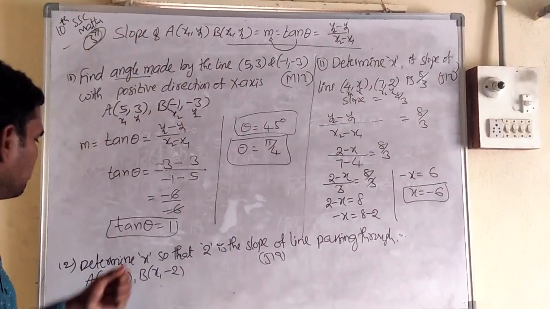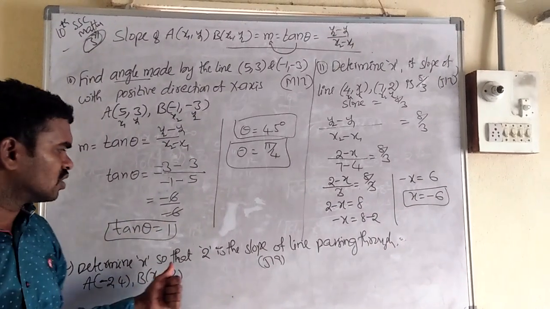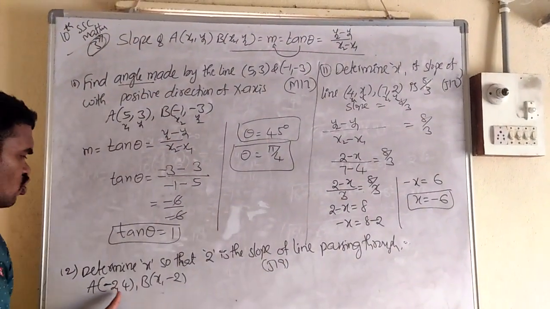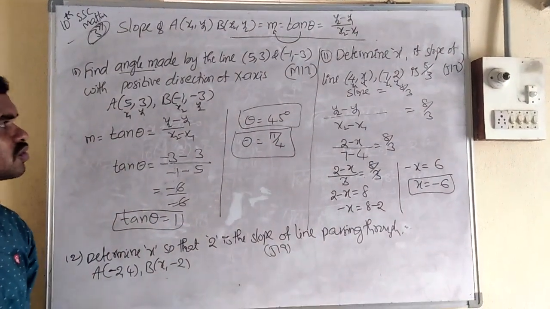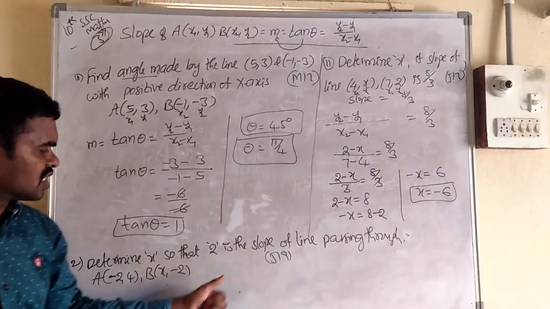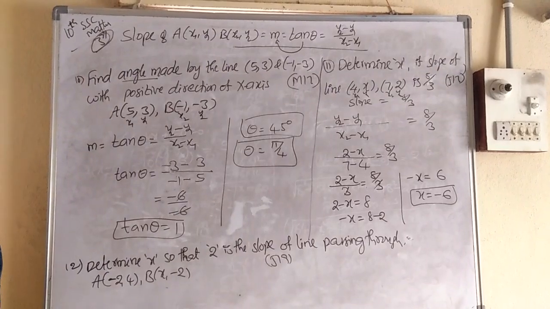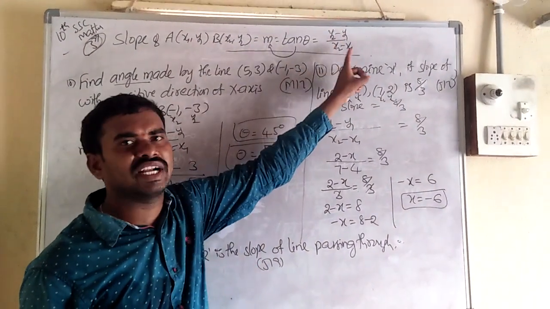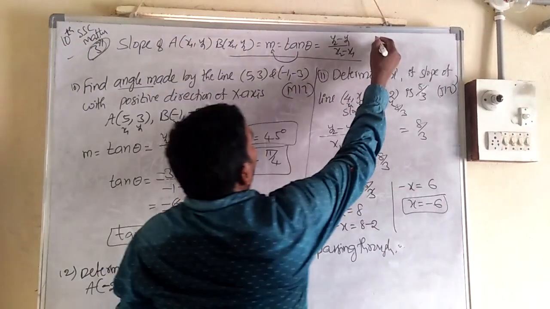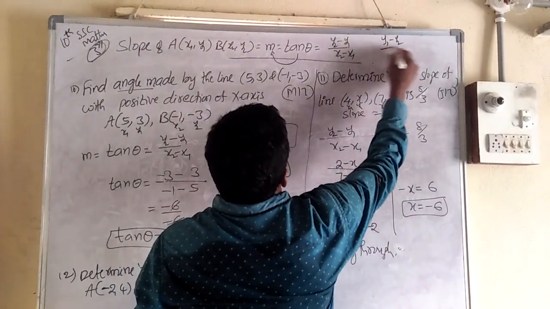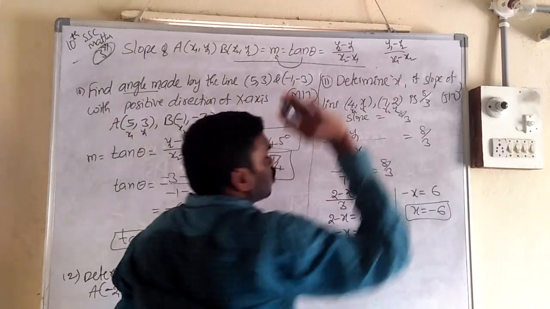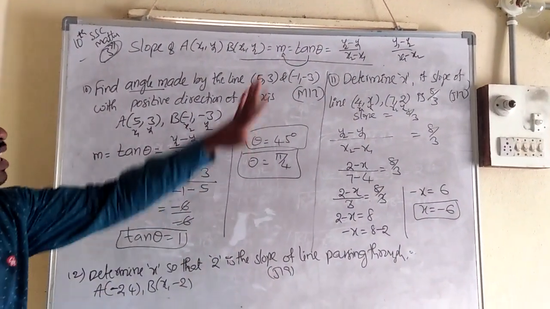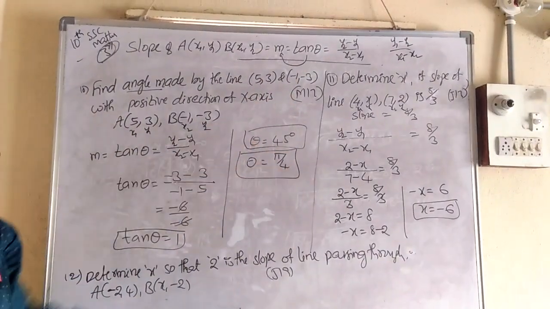Okay? Next, determine x so that 2 is the slope of the line passing through A minus 2 comma 4 and B x comma minus 2. Same as the 11th question. Simplify, you will get the x value. And one small piece of information: here we wrote y2 minus y1 by x2 minus x1. If you write y1 minus y2 by x1 minus x2, then also no problem. There is no confusion. It's very clear. Using that also you will get the same answer.